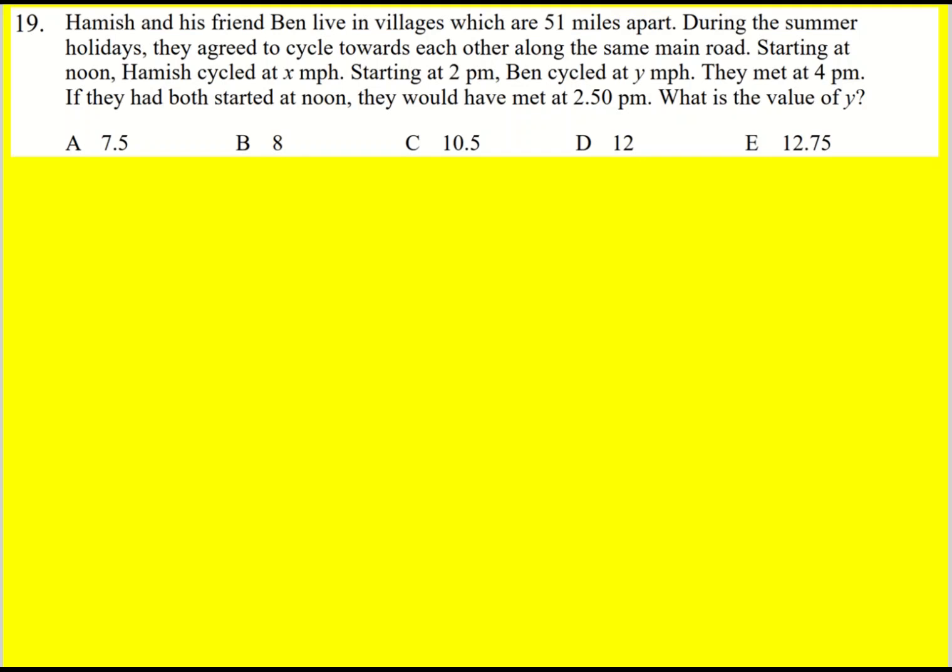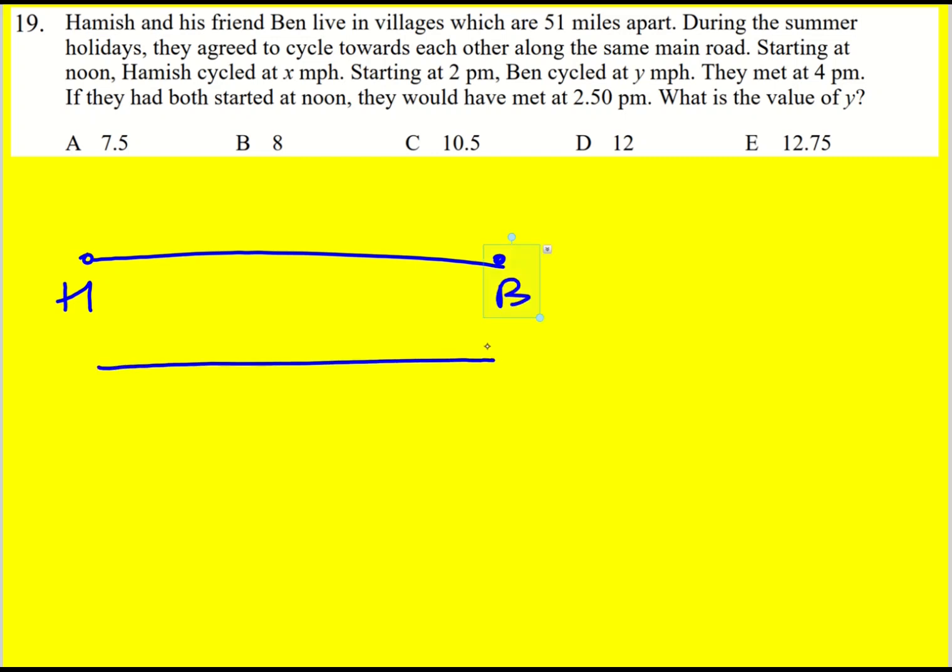Let's just sketch this out. We've got Hamish starting here and Ben starting here. They are 51 miles apart, and Hamish is going to be traveling to the right. Let's say he's traveling at, well, it says he's traveling at X miles per hour. So we're working in miles and in hours here.